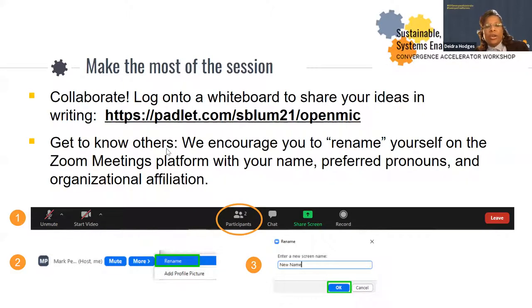We want you to get to know each other. So start right now. We encourage you to rename yourself. We're showing you right here on the screen how to rename yourself. Some of you already know how to do that. We're Zoom experts now. Rename yourself. Use your name, your preferred pronoun, if you would like, and your organizational affiliation.